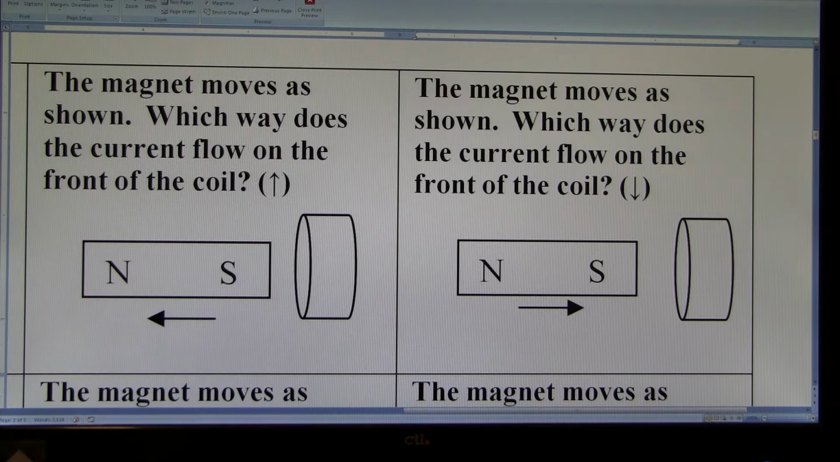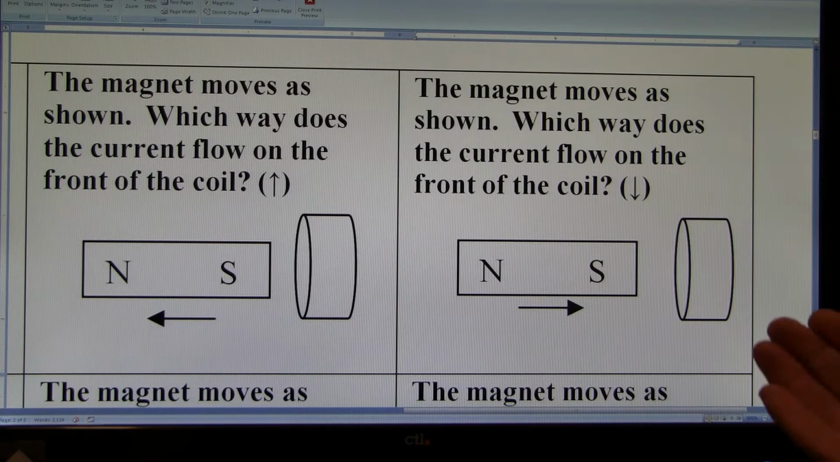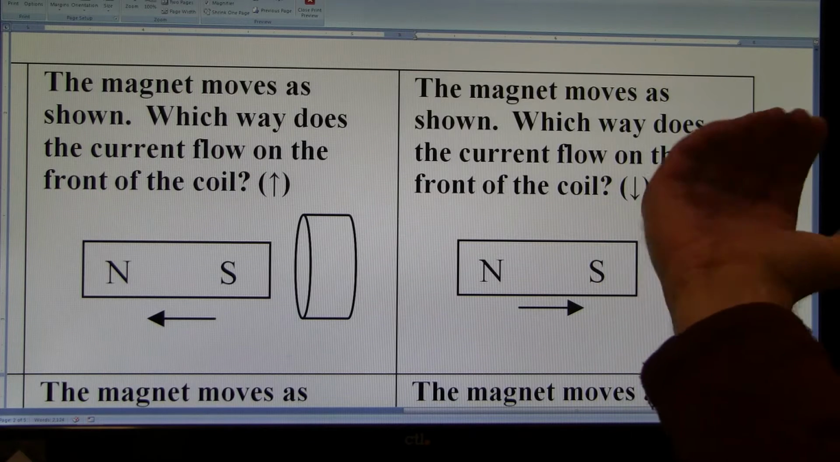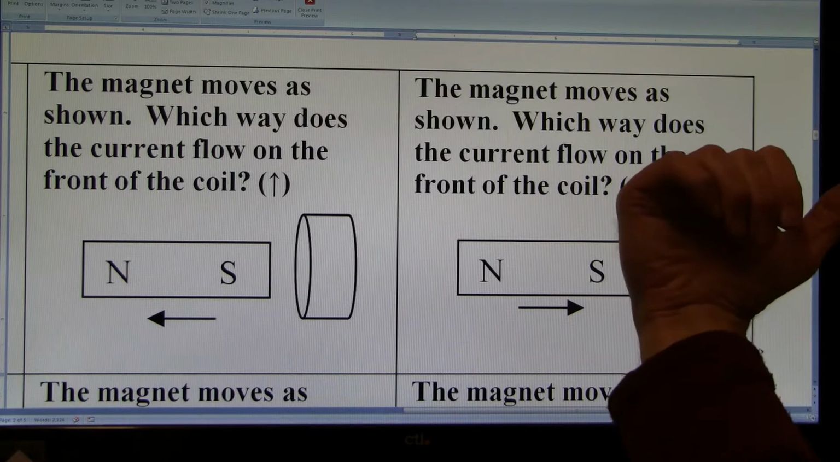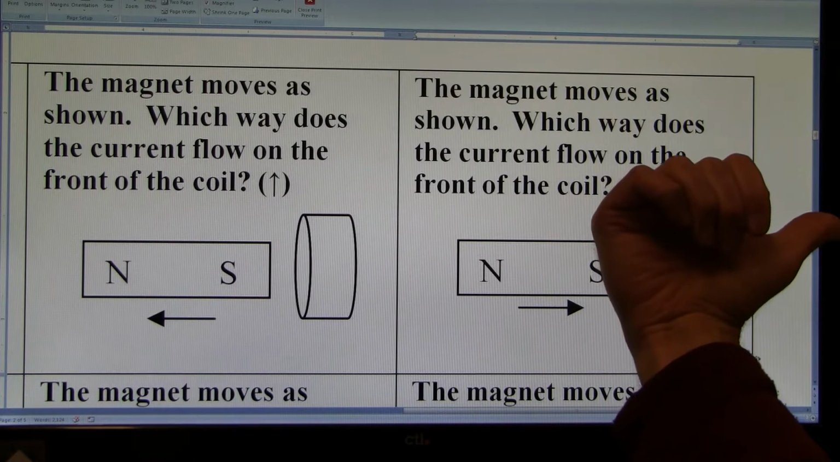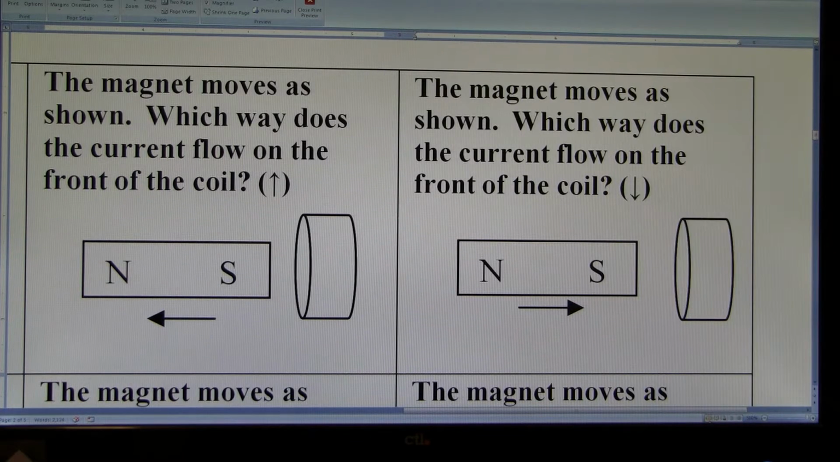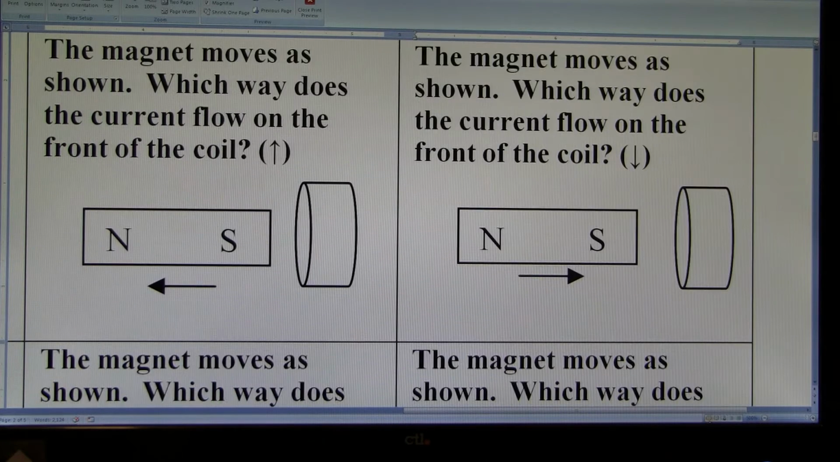Okay, now in this case, you've got a south pole approaching. And boy, you don't like that. You don't want that south pole coming into your territory, right? And so what you do is you oppose it by making a south pole that faces it, right? And so the current would go down the front of the coil, right? And therefore the south pole would be on this side, north pole would be on the other side, but that's not important. We just want to oppose that motion, right? All right.